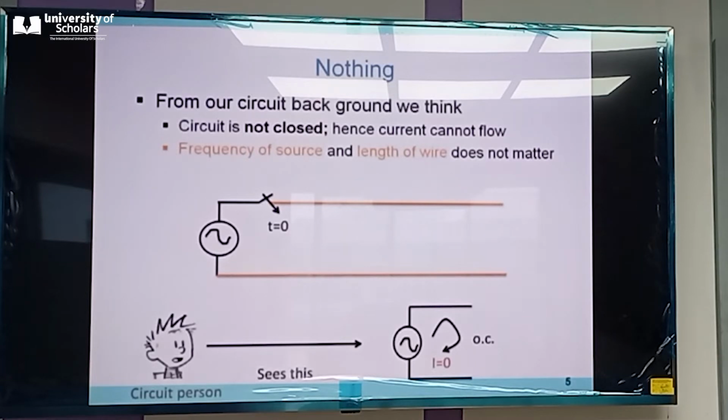So, in a sense, if you are a circuits person coming purely from the circuit background and not knowing anything about electromagnetic field theory, you might see this physical situation in which I have a voltage source and a switch which closes at t equal to 0, and a pair of wires, as shown in the diagram. The important point to note is that in the circuit model of this physical scenario, the length of the wire and the frequency of the source do not matter.